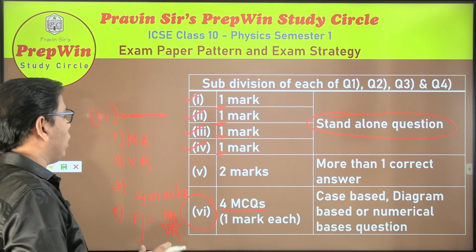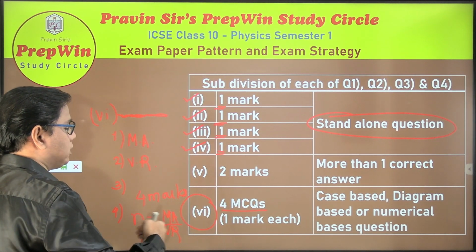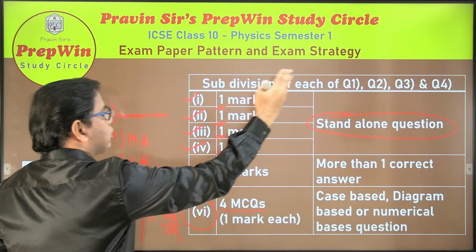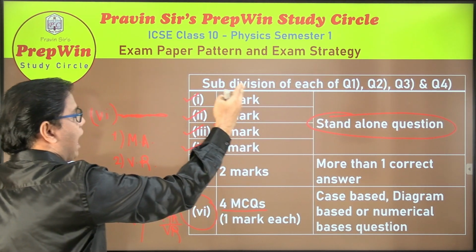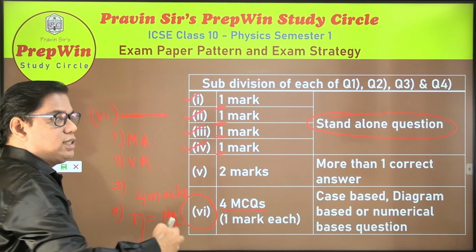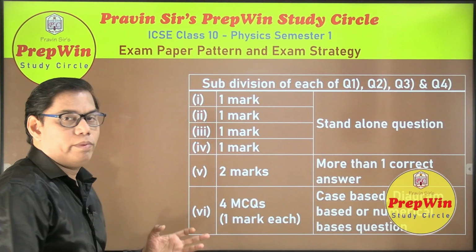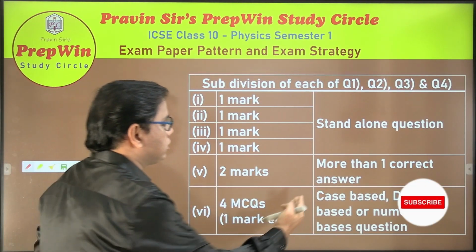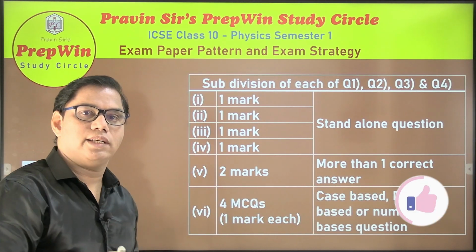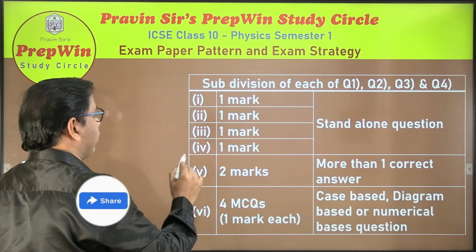So what is the moral of the story? In question number 6 you are going to get 4 sub questions, 1 mark each, so total weightage is 4 marks. But these questions are not stand-alone questions as in case of question number 1, 2, 3 and 4, but these questions are related to one another. I have given you an example of a numerical. Maybe you will get a case-based question or a diagram will be given and there will be 4 questions related to that diagram.